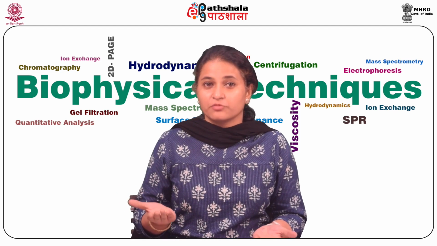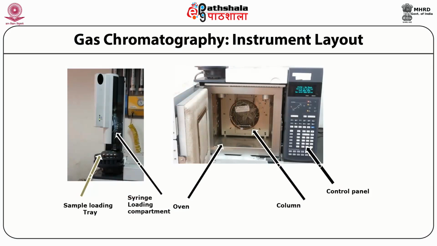actual analytical process. This shows the typical layout of a gas chromatographic instrument. The first arrow shows you the sample loading tray in case the system is also equipped with an autosampler. If there is no autosampler, then the loading of the sample onto the column will be done manually.